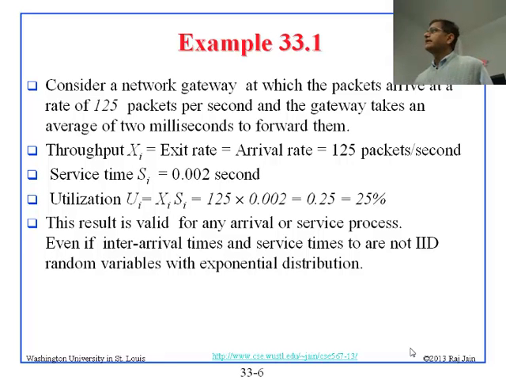So we know the Si, 2 milliseconds is the Si, and we know the arrival rate Xi, because arrival is equal to throughput in this case. So 125 is Xi. You multiply those two numbers and you get 0.25, that's the utilization. Now this utilization law is valid for any arrival process, whether it is Poisson or exponential or Erlangian or hyper-exponential. Regardless of all that, this thing is valid.